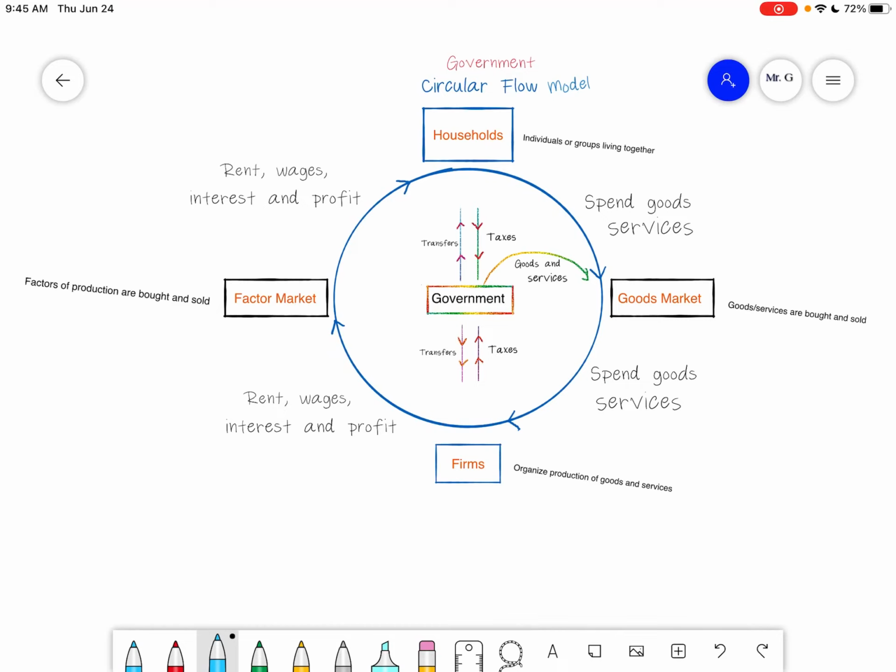Well, they tax households. They tax individuals. All of you have been taxed. You know exactly what that is. Essentially they're taking money away from you. Okay? And what are they also doing? Well, they're transferring money back.